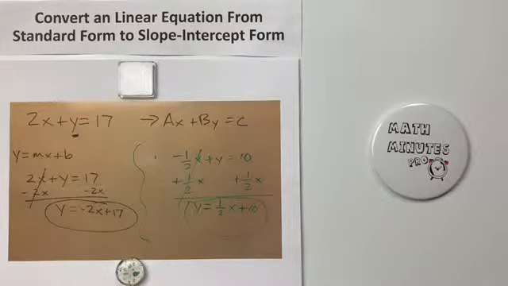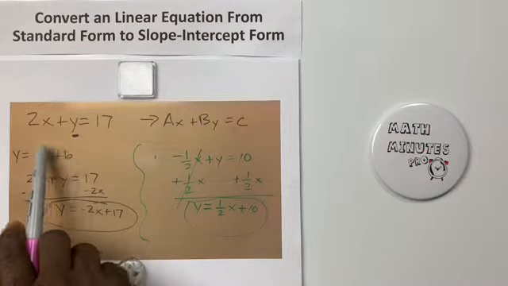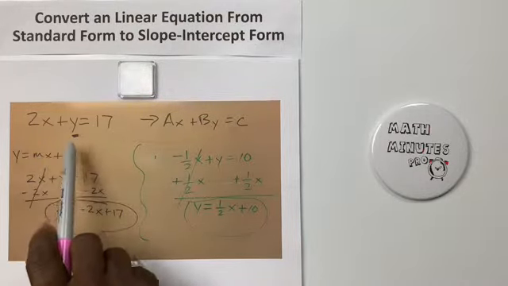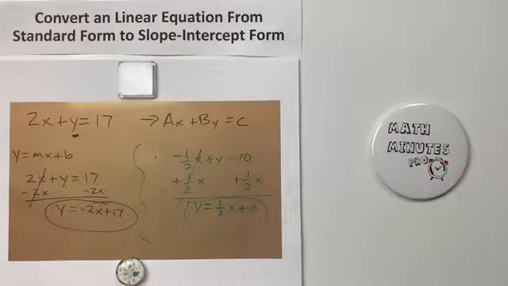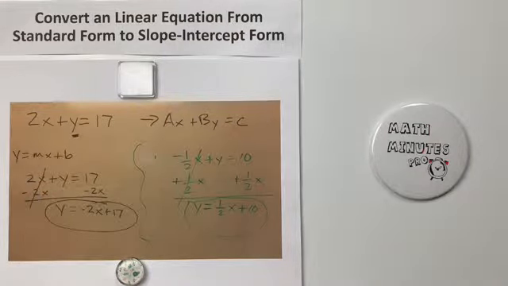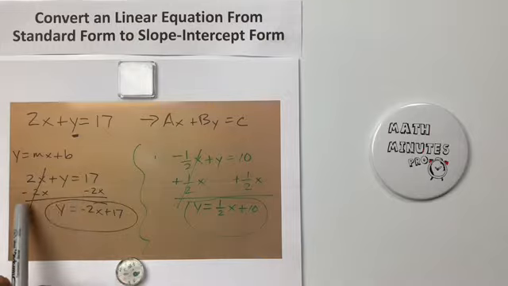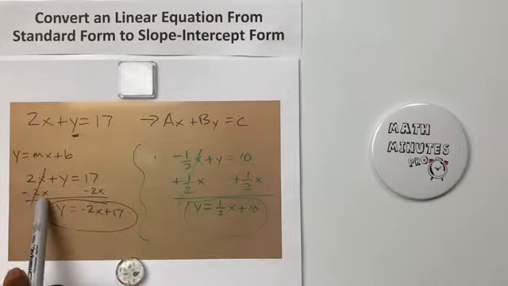Now, our goal is to take this equation and manipulate it in such a way that we get y by itself, just like in slope-intercept form. So in order to do that, we have to get rid of this 2 times x. So we're going to balance the equation. We're going to use the subtraction property of equality. The opposite of adding 2 times x to y is to subtract 2 times x. So we subtract 2 times x here.